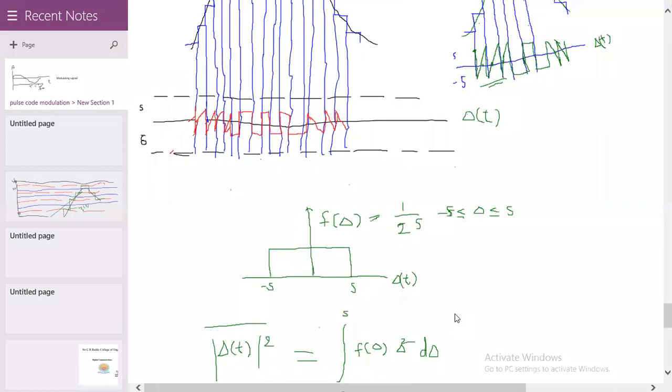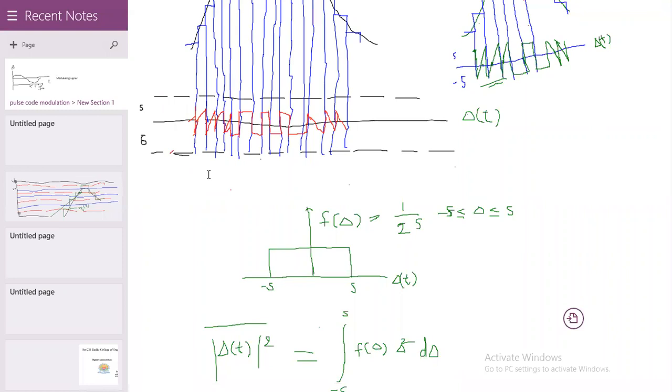So here we can observe that the error signal is in between minus s to plus s, not exceeding these values, minus s at the bottom and plus s. So therefore this is a uniform distribution for spectral density. Here we can calculate f of delta equal to, so already we discussed in the previous class uniform distribution functions.